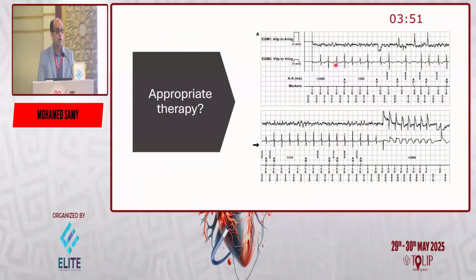Here, even for non-electrophysiologists, we can see this is AF with rapid ventricular response, but the device treated it as VT. That's because we got B-wave undersensing. Here, the device didn't recognize that there is AF. It didn't shift to mode switch or sense the atrial activity. So we have a ventricular rate higher than the atrial rate.